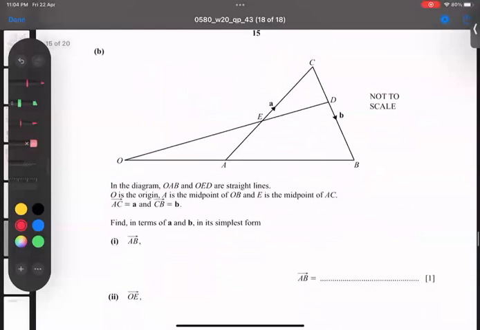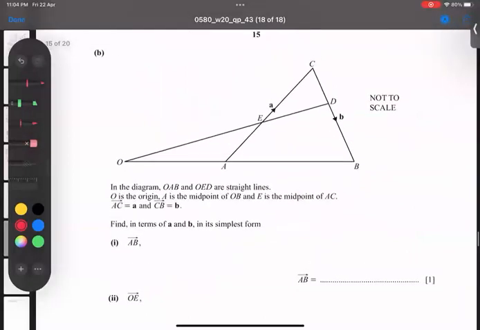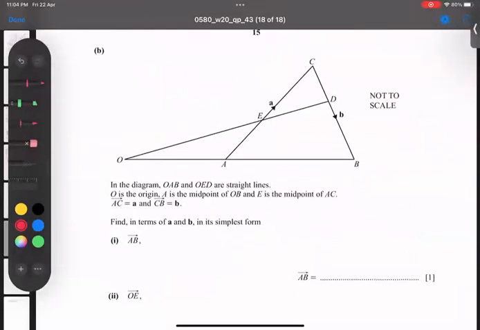Let's talk about this question, part B. How to do this part? In this diagram, we are given OAB is a straight line. Acceptable. Second, he said OED is a straight line. Where is OED? Let's see. OED, oh, this is a straight line. Done.